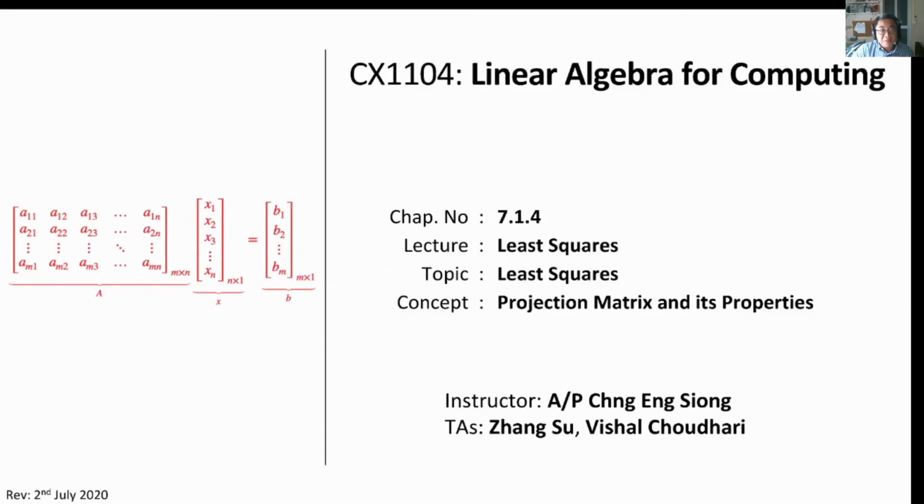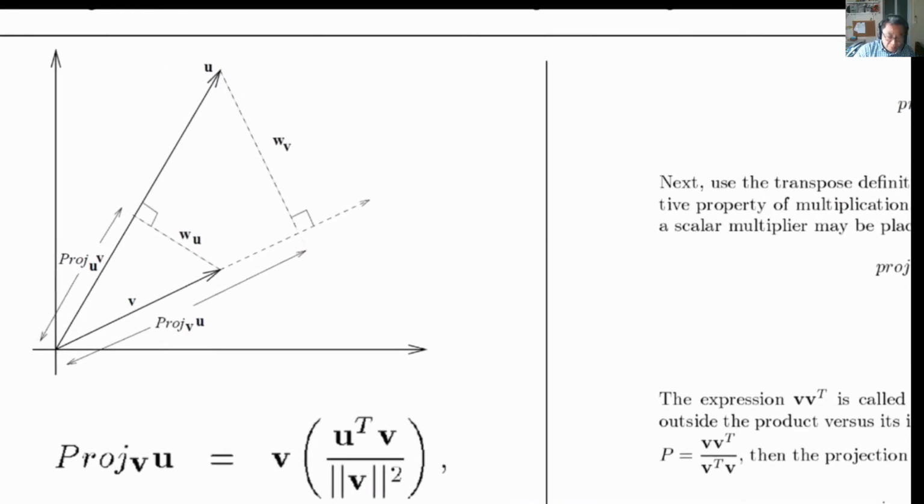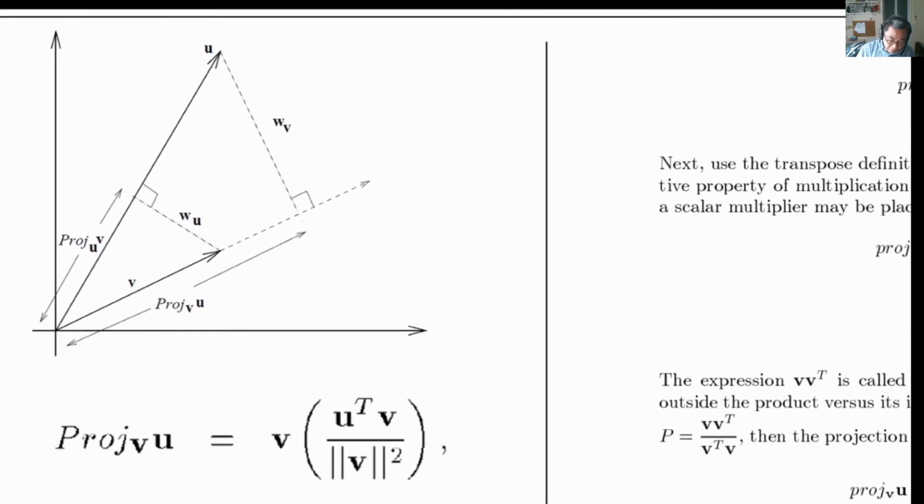This is section 7.1.4. We'll talk about projection matrix and its properties. We'll first revise 6.2.2 orthogonal projection slide 4, in which this figure presents projection of vector u on line V or on the subspace of V. This is u and this is V. Here, V, the subspace of V, is only spanned by a single line.